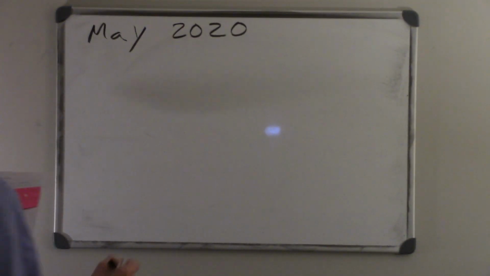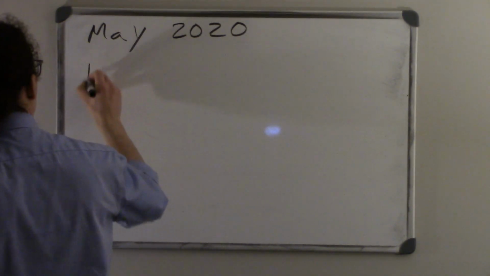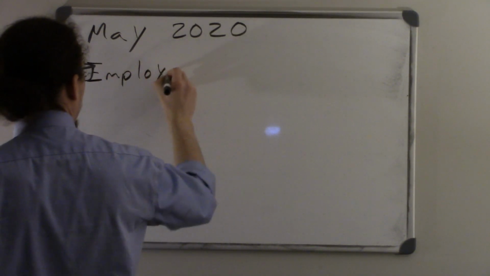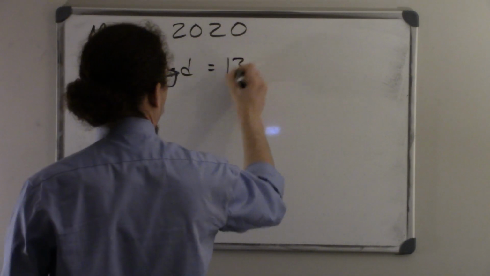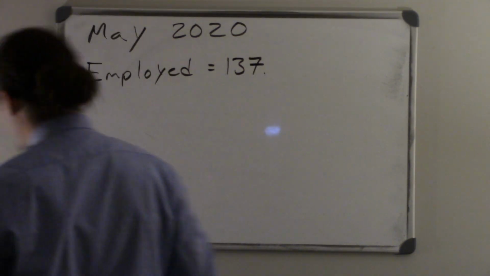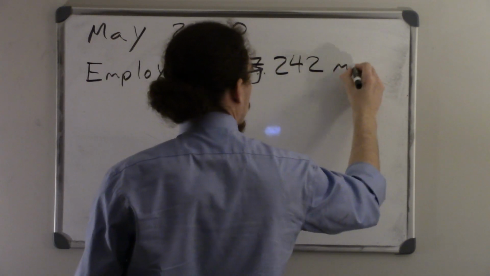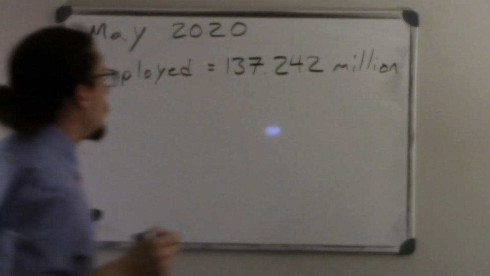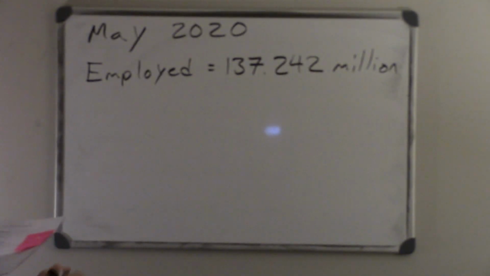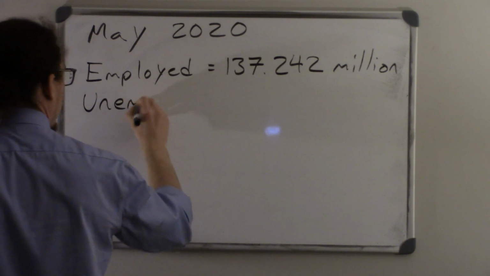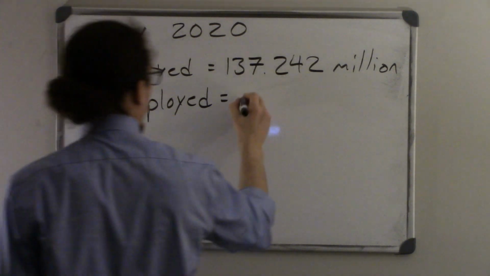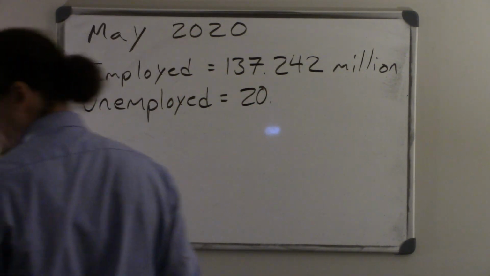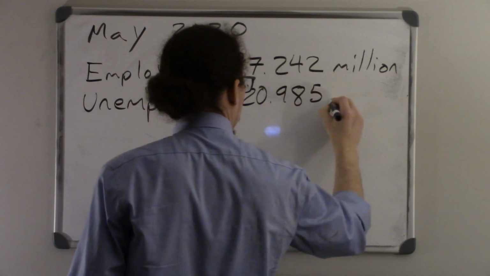All right, so May 2020, the number of employed individuals was 137.242 million. So in May 2020, 137,242,000 people were employed. The number of unemployed individuals was 20.985 million.